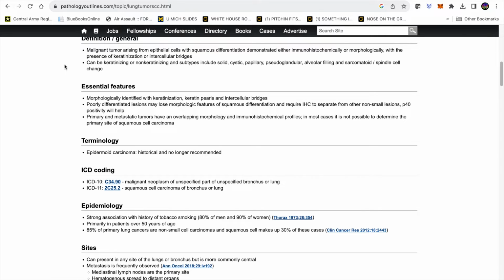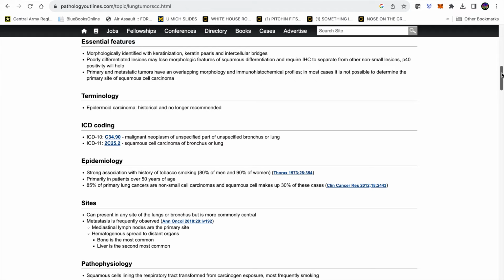And it can be keratinizing or non-keratinizing, and subtypes include solid, cystic, papillary, pseudoglandular, alveolar filling, and sarcomatoid or spindle cell change. And the essential features for squamous cell carcinoma of the lung are morphologically identified with keratinization, keratin pearls, and intercellular bridges. With poorly differentiated lesions, they may lose morphologic features of squamous differentiation and require IHC to separate from other non-small cell lesions. P40 positivity will help, as we previously discussed.